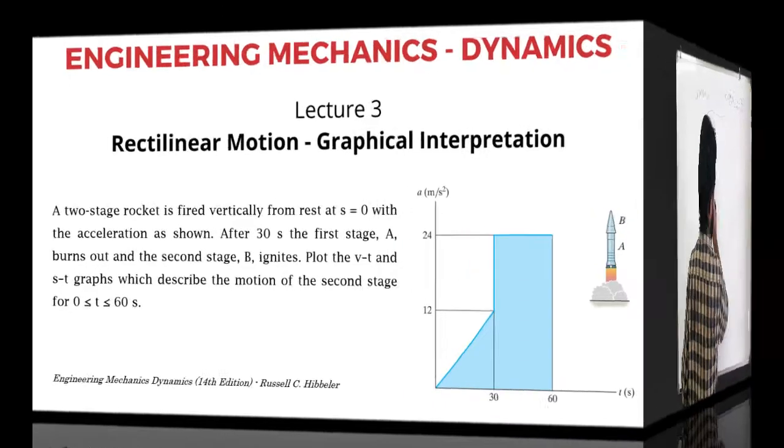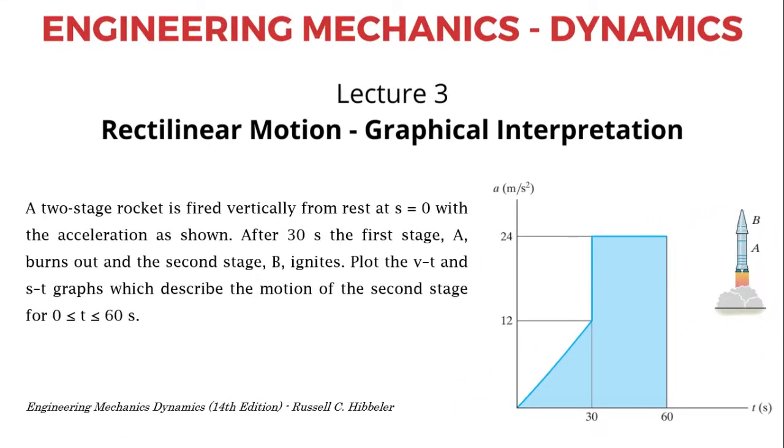Now let us solve a problem here. A two-stage rocket is fired vertically from rest at s equals 0 with the acceleration as shown. After 30 seconds, the first stage A burns out and the second stage B ignites. Plot the velocity-time and the position-time graphs which describe the motion of the second stage for 0 less than t less than 16 seconds.